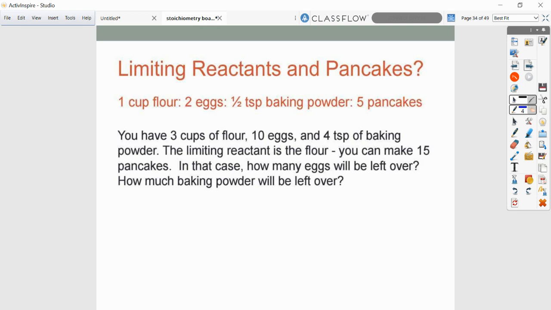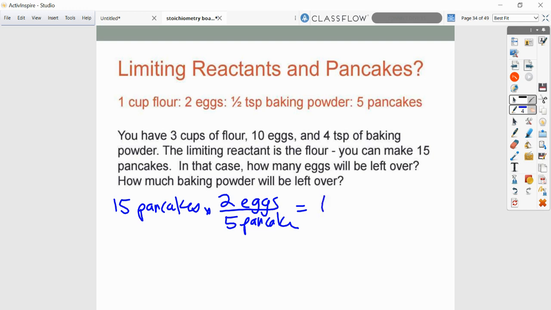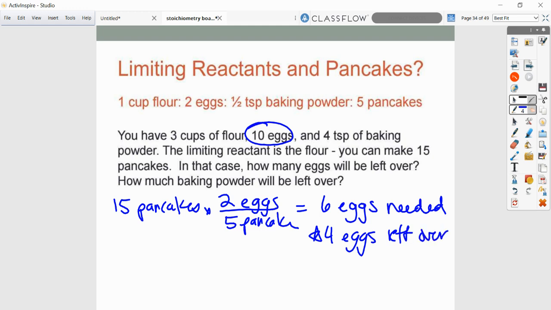So what we would do is we would take a look and we would say, okay, well, I know that I have 15 pancakes. For every 5 pancakes, I'm going to need 2 eggs. And so then I would multiply that. So I'd have 30 divided by 5. So I'd have 6 eggs needed. And I started with 10, so I would have 4 eggs left over. I can do the same thing with the baking powder.